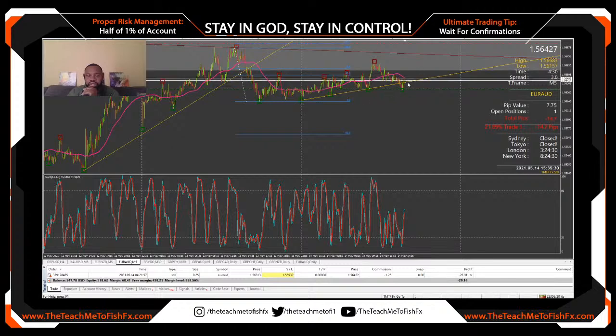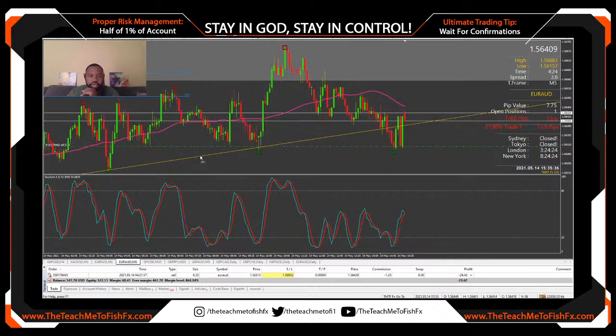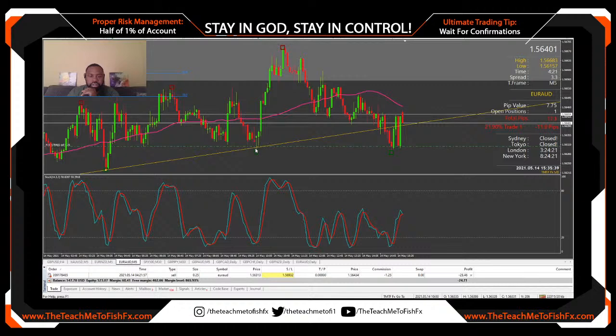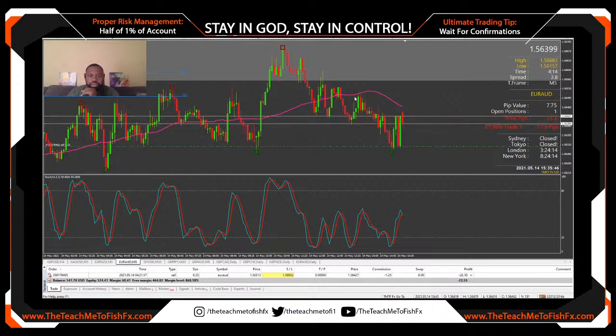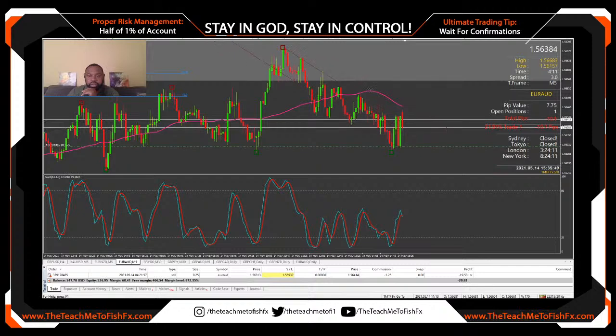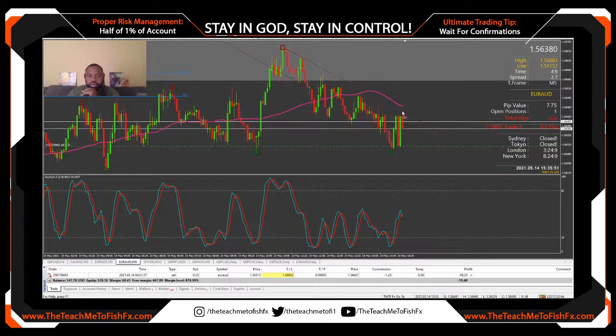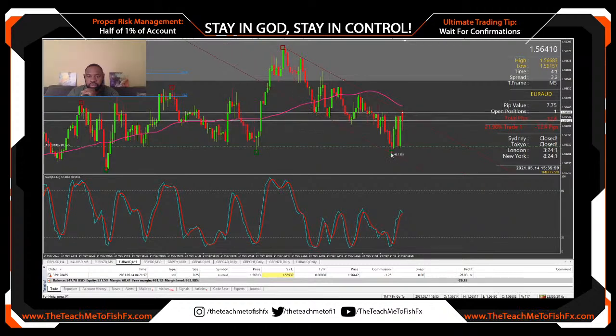The overall trend was broken here. However, I do understand that. Let me show you guys this. We do have this bearish flag pattern right here. They usually tend to break upwards, but we're looking for it to break down, to continue down.